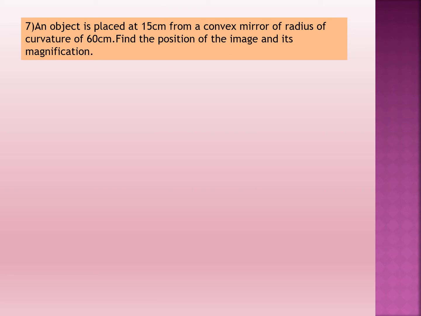Question number 7. An object is placed at 15 centimeter. So what is given to us is that the object distance is 15. It is placed at 15, meaning that is its distance. Now with the sign convention, object distances are always negative. From a convex mirror of radius of curvature 60 centimeter. So radius of curvature is given to us as 60 centimeter. Now even when you put this value for radius of curvature, you have to keep it with sign convention. For a convex mirror, we know that focal length is positive. The radius of curvature is also going to be positive.